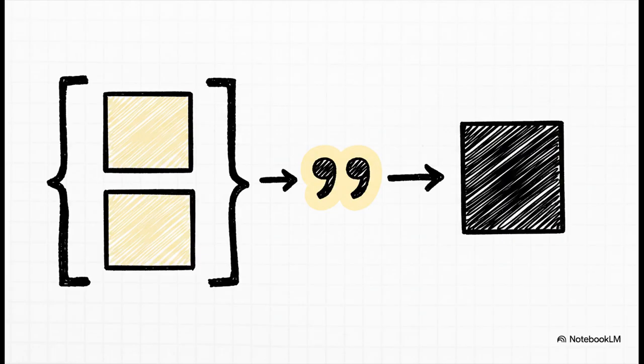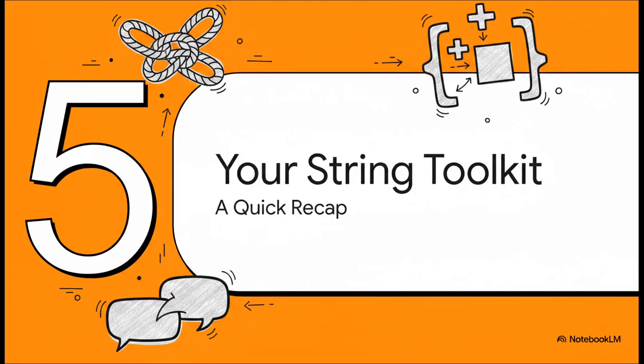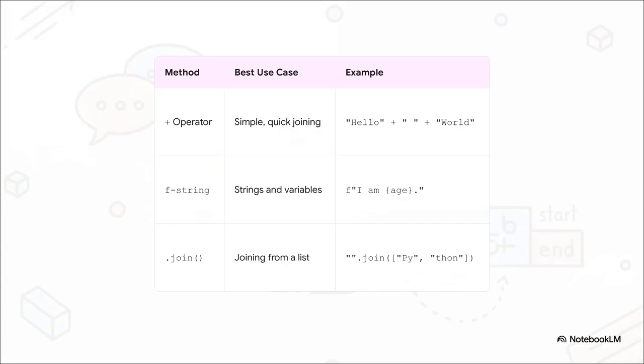So powerful. All right, we've covered a good bit of ground here. Let's do a quick recap of the 3 awesome tools you've just added to your Python string toolkit. So here's the cheat sheet. When you're doing something really simple and quick, the plus operator's totally fine. When you're mixing text and variables, which is most of the time, the f-string is your absolute best friend. And when you've got a list of strings to combine, the .join method is the most efficient and powerful way to go.